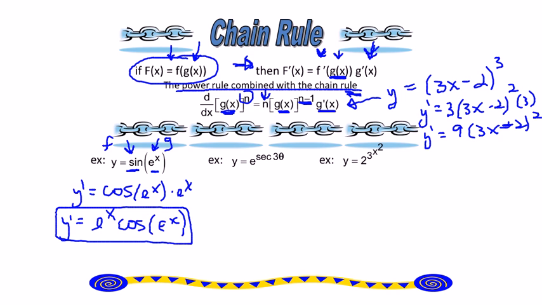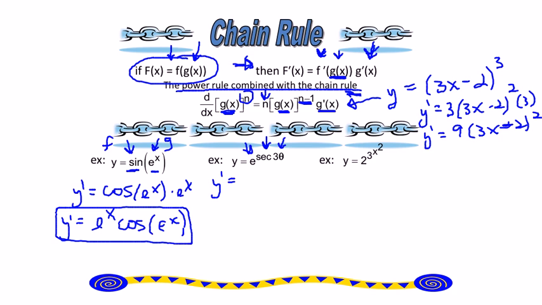Alright, let's look at the second one. What's our outside function? Well, our outside function is e. And what's our inside function? Well, we actually have an inside and an inside. I know, that sounds crazy. So the inside function is secant, but inside of secant is 3 theta. We actually have a triple chain. I know, that's very cool.